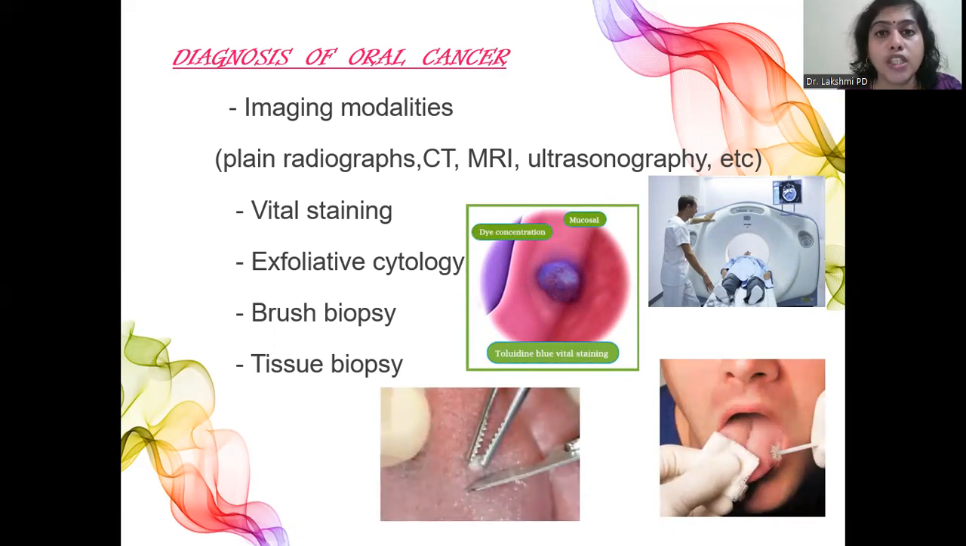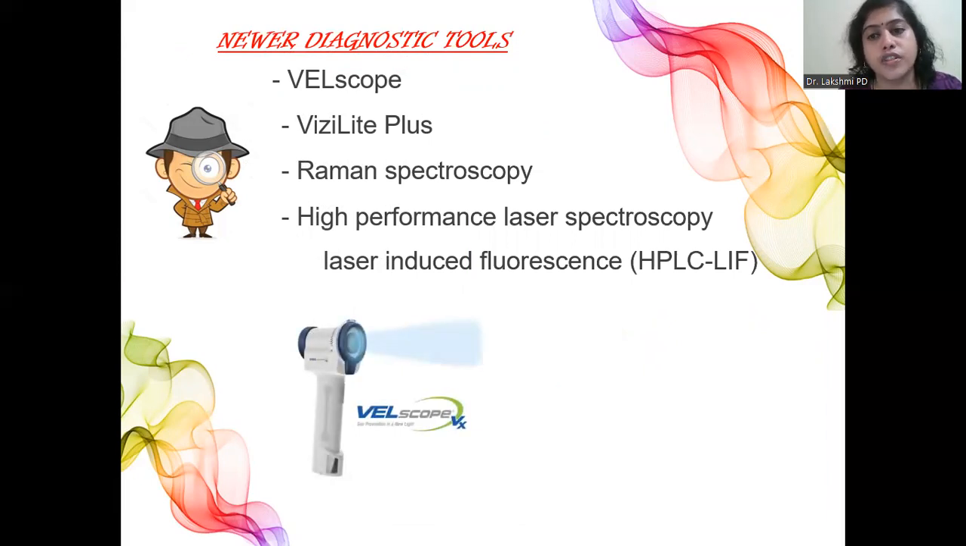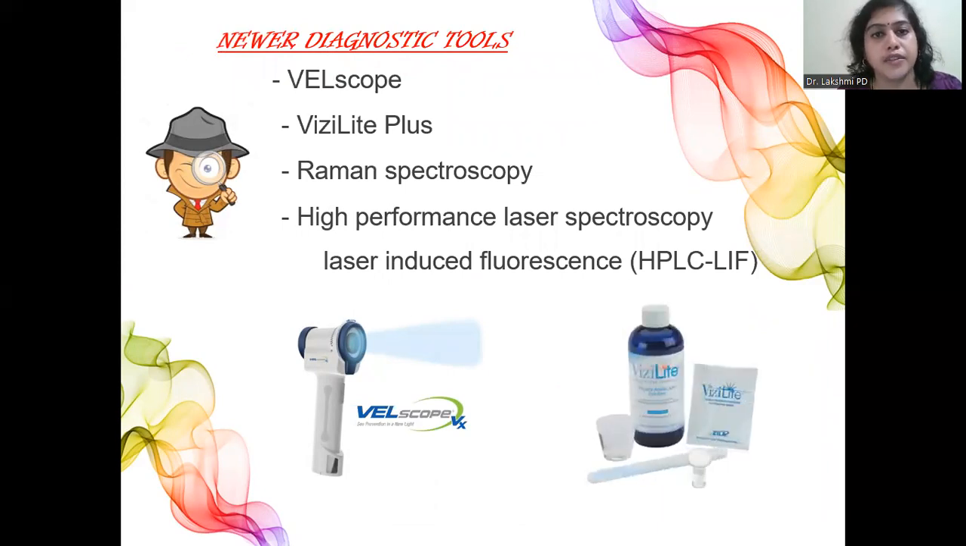So depending upon what lesion you're suspecting, or the site, the size and the various characteristics that you've already learned about, you can advise the patient for the necessary investigation. There are a few other newer diagnostic tools such as Whale scope, Visilight plus, Raman spectroscopy, high performance laser spectroscopy, and laser induced fluorescence, in short HPLC LIF. These are all newer diagnostic tools where you will need a kit or instrument for it. However, even your conventional tools are more than enough for you to come to a conclusive diagnosis.